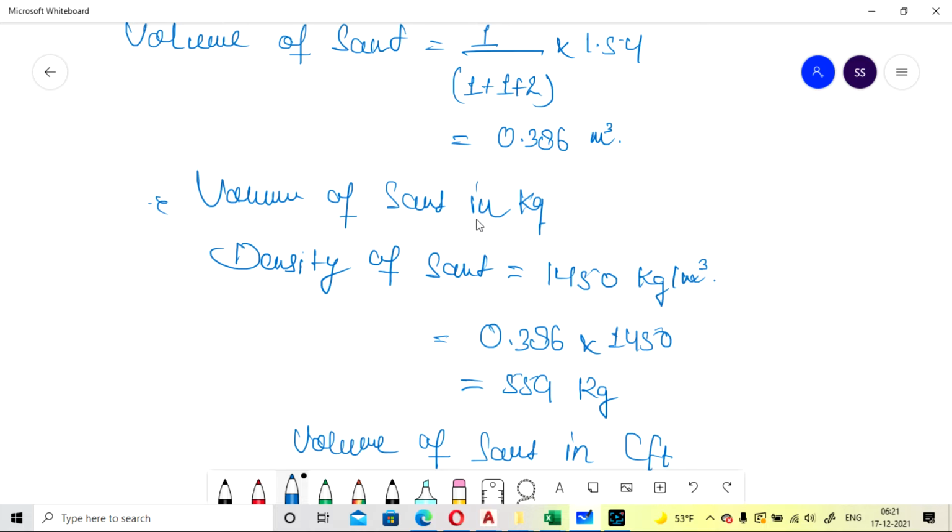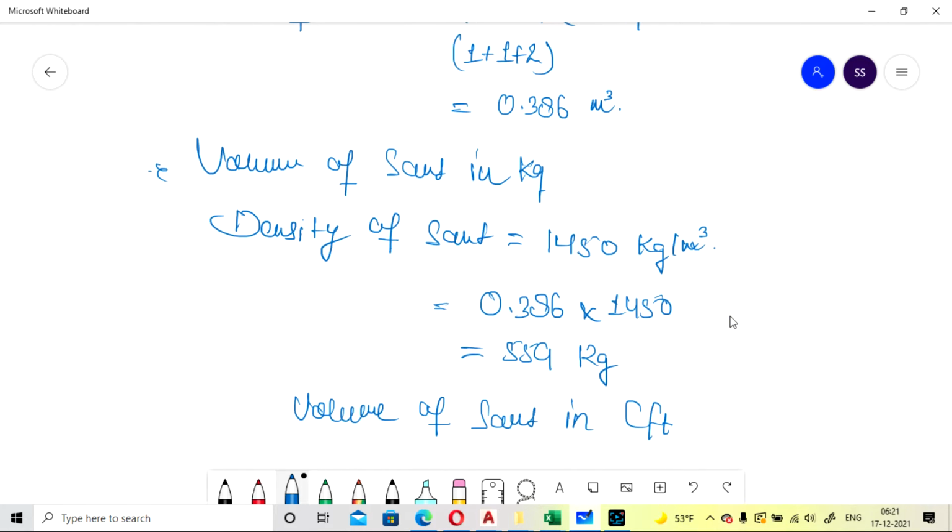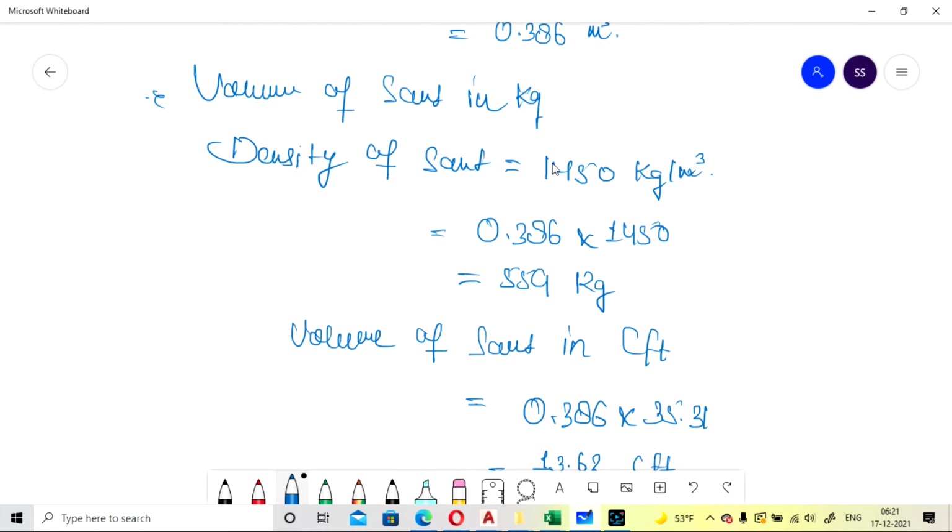If you are calculating in kg, you have to multiply with the density of sand. The density of sand will vary for different sands. For now we are going to take 1450. I will also explain how much the density of sand will vary. So the density of sand will be taken as 1450 kg per meter cube. Now multiply the quantity by density, and it will come as 559 kg.